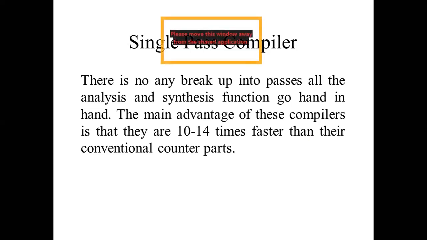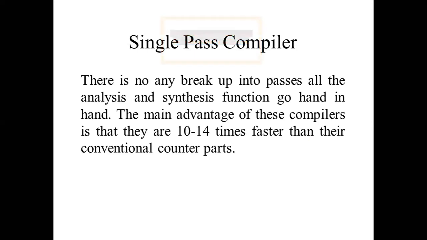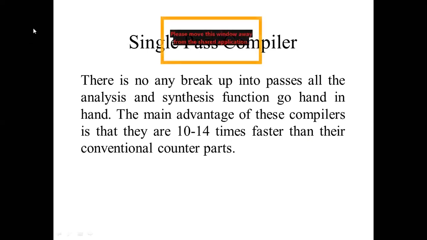So if your compiler is working in a single pass, doing everything in one pass, then the speed will be very high, 10 to 14 times. And if the compiler manages the work in a number of passes, pass 1, pass 2, pass 3, pass 4, pass 5, pass 6, then there is a decrease in speed. So the speed will reduce.